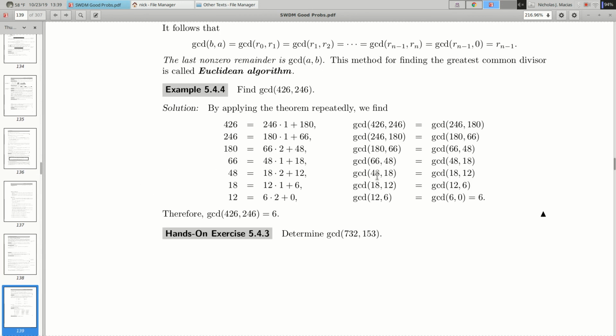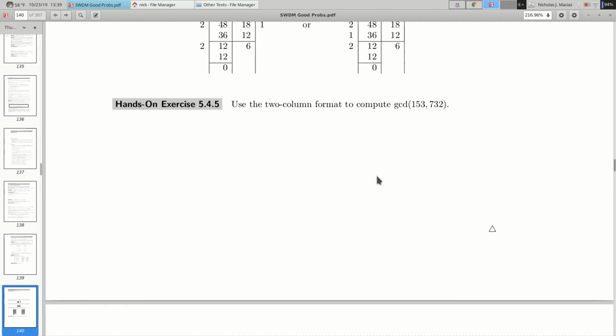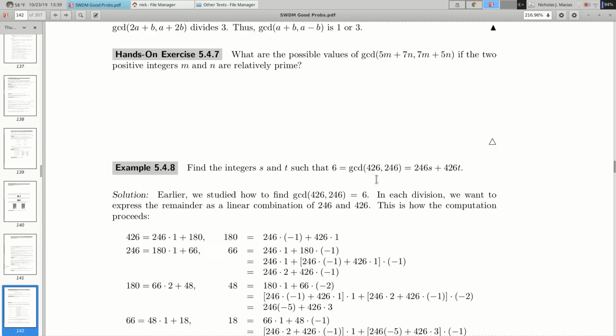All right, so let's do some GCD work, and then we're probably good for the day. I didn't give you a break, so I'll let you out a few minutes early.